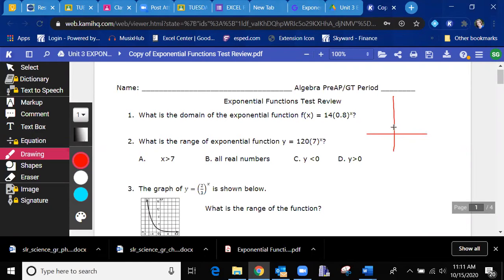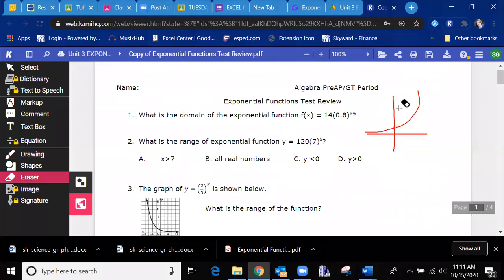So this starts at 14, but do you see anything plus or minus after the X? No. So this one goes something like that. Oh wait, it's decay. Never mind. Let me go back. It is decay, so it's going to go the other way. This is a growth curve.